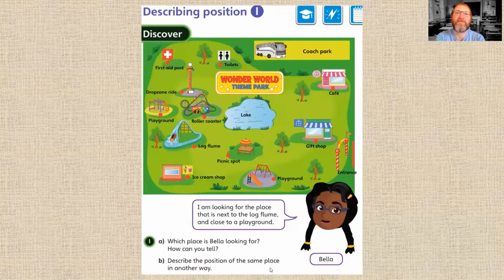Right, so let's start with our first lesson, which is describing position, discover. And Bella there says, I am looking for a place that is next to the log flume and close to a playground. Question 1A, which place is Bella looking for? How can you tell? Question 1B, describe the position of the same place in another way.